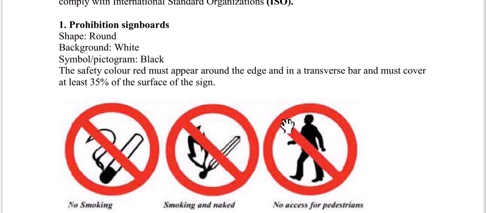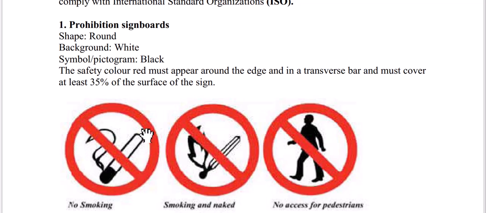First, we have prohibition signs. These signs are used to prohibit, to restrict, to tell someone, an operator or the user of a particular place, that you are not allowed to do this, you are not allowed to pass here, you are not allowed to do this and that. So they prohibit, they restrict. The prohibition signs have a round shape. As you can see, all of them are round.